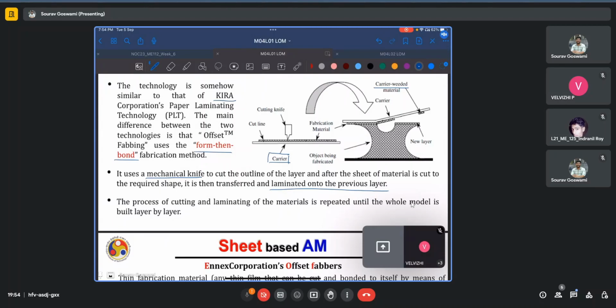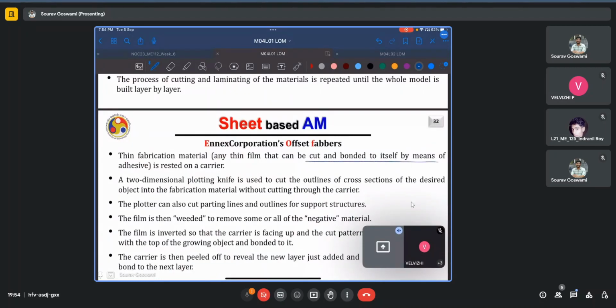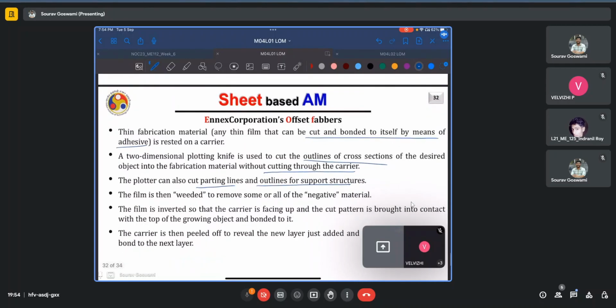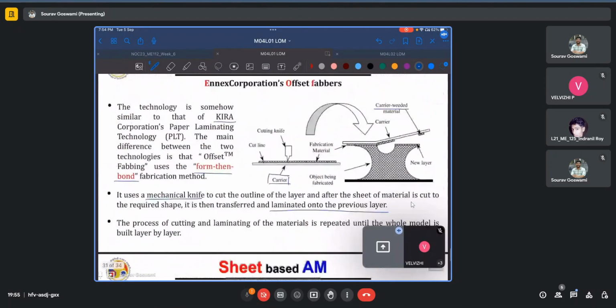So any thin fabrication material which can be cut and bonded to itself by means of adhesive can be used on the carrier. And the knife is used to cut the outlines of the cross sections. Of course, the depth should be such that it does not cut through the carrier itself because it has to be reused for each pass. The parting lines are also cut, as well as outlines for the support structures. And the film is then weeded to remove some of the negative material. So all these undesirable material regions in this case are removed, and the process is called weeding.